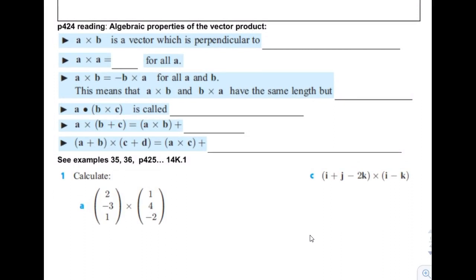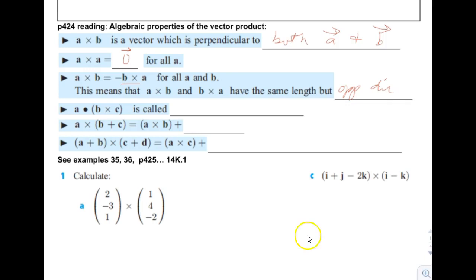A cross product B is a vector which is perpendicular to both vector A and vector B. Cross product of A and A equals 0 for all A. Actually, it's the 0 vector. A cross product B is equal to negative B cross product A for all A and B. This means that A cross B and B cross A have the same length, but opposite directions.